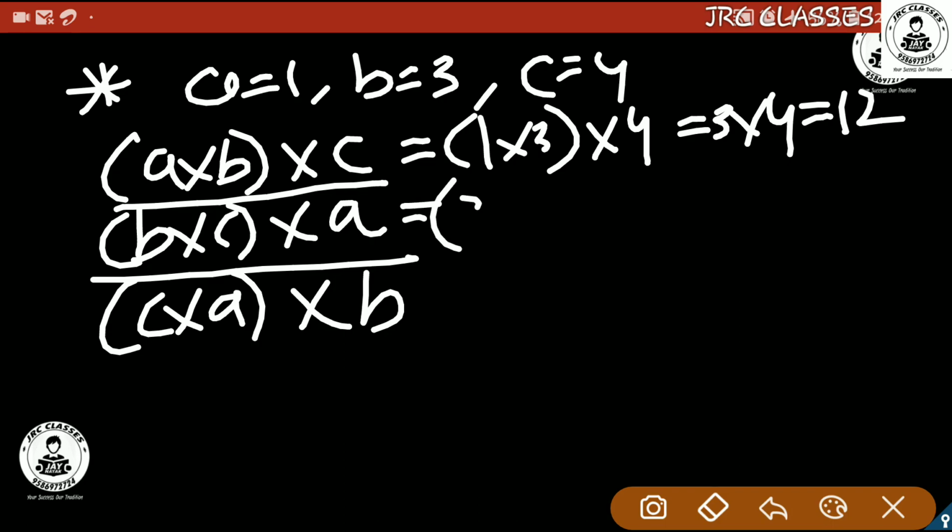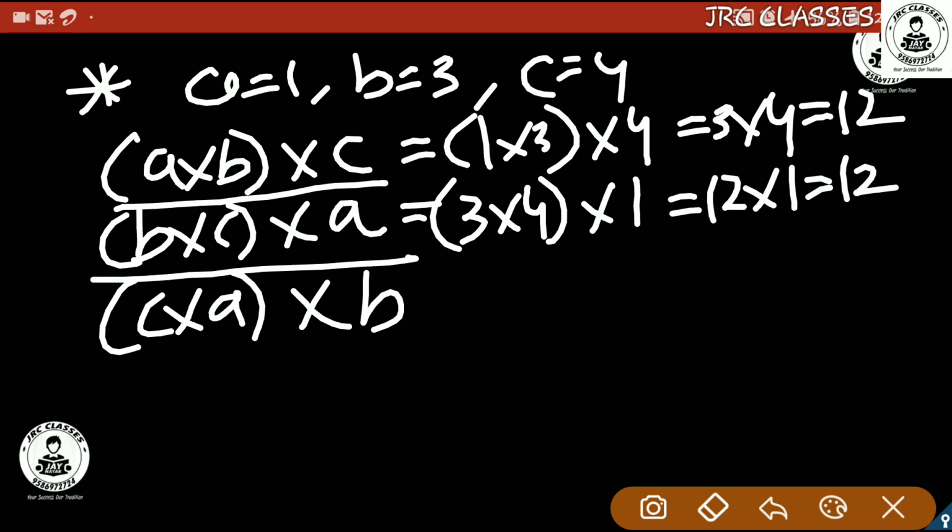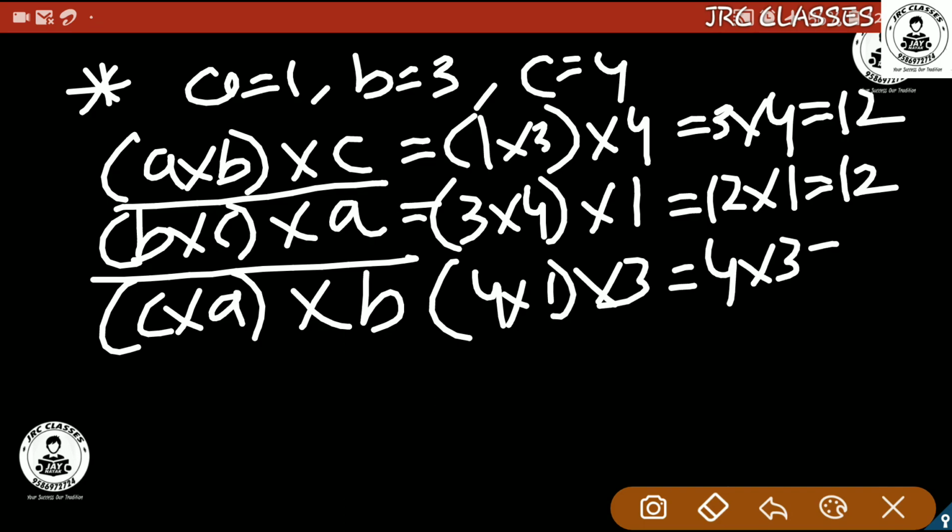B into C, B is 3, C is 4, A is 1. 3 fours are 12, 12 ones are 12, that is 12. C is 4, A is 1, that is 3. 4 ones are 4, 4 into 3, the answer is 12. Is it okay? So we can say that multiplication of whole numbers is associative.